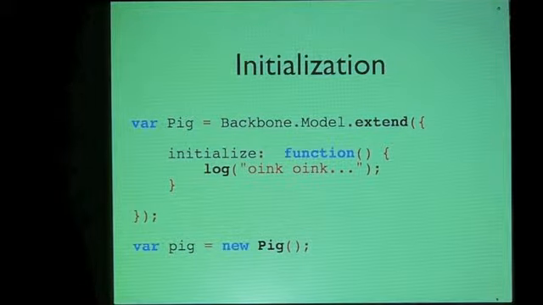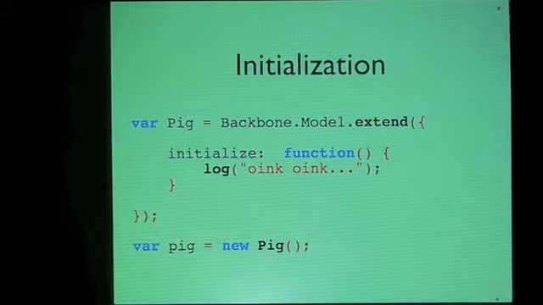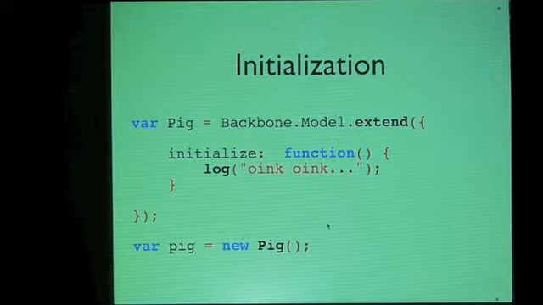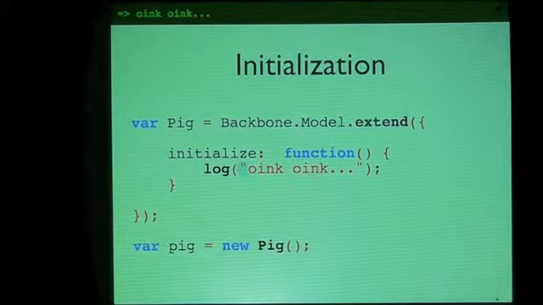And now, when I extend, I have the option of setting an initialization function. So right here, when I create a new instance of a pig, you can see my initialization function ran. Oink, oink. So that'll run every time. You don't have to provide an initialization function, but you can.